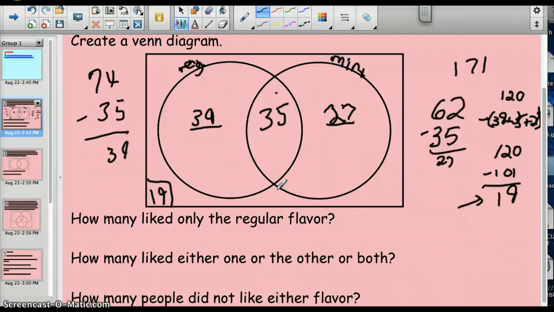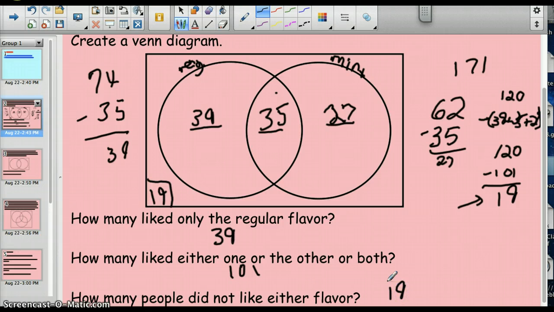How many people only like the regular flavor? Well, only regular is right over here. That's those 39 people. Moving on, how many people liked either one or the other or both? So either regular or mint or both. We're going to add up the 39, the 35, and the 27 to get a total. Here, there are 101 people that liked either one or both. And then moving down to answer the last question, how many did not like either flavor? That would be the 19 people over here in the corner of the universal set. They did not like either.